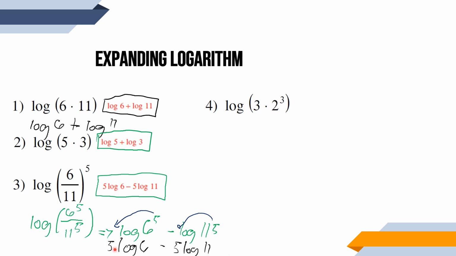How do we approach this one? We have, again, multiplication. So we are going to expand that one first. We will write log of 3. Multiplication, so we need to add, right? So plus log of 2 raised to 3. And then we have here an exponent. So we are going to simplify that one.